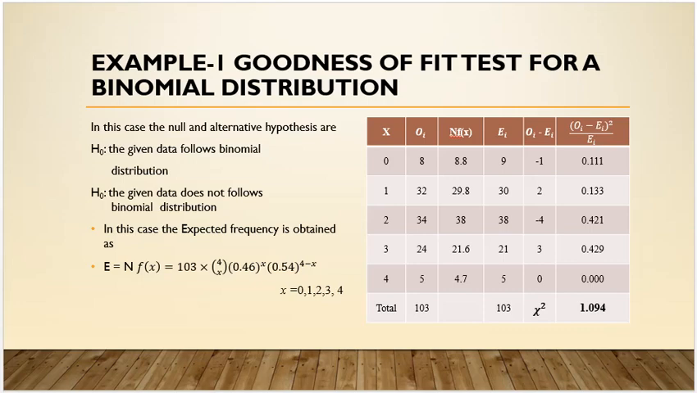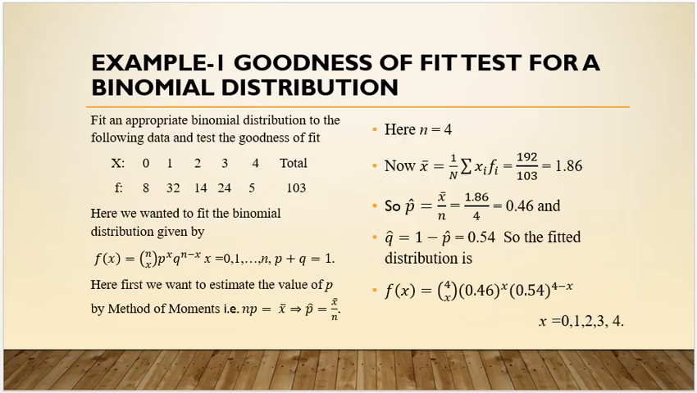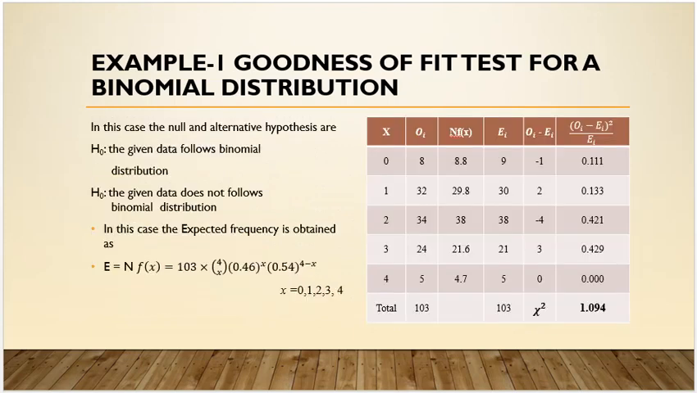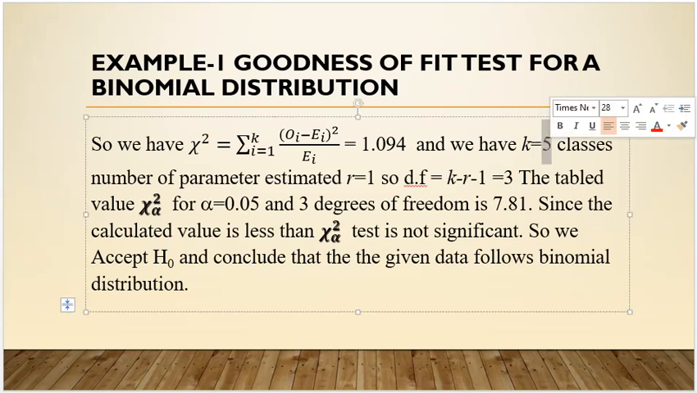Now we calculate the tabled value. Here we have k equal to 5 classes, that is, classes 0 to 4, and the number of parameters estimated is 1. So the degrees of freedom is k minus r minus 1, so it is 5 minus 1 minus 1, which is 3.